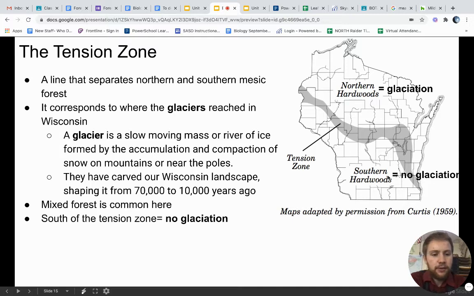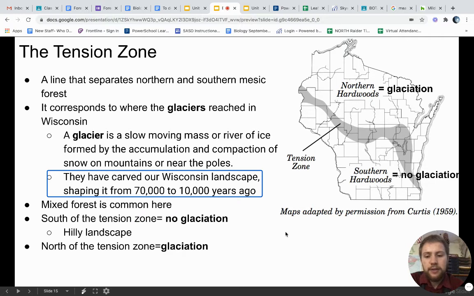South of our tension zone, we had no glaciation or no presence of glaciers. As a result, that is a very hilly landscape, kind of a hummocky terrain. And what hummocky means is up, down, rolling hills like you would see in the Appalachian country, except not nearly as high as that. That is the part of the state where I'm from, southeastern Wisconsin, down here in Racine County, so I know this area very well, and it's very hilly.